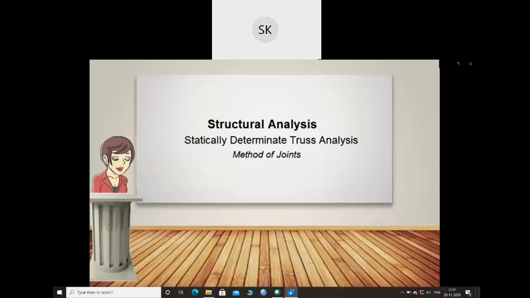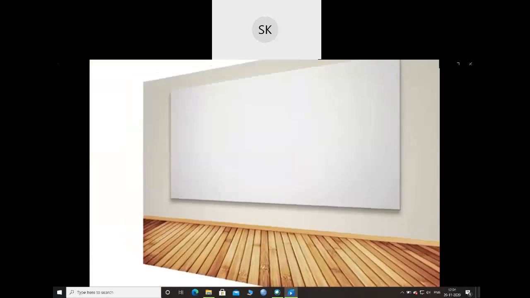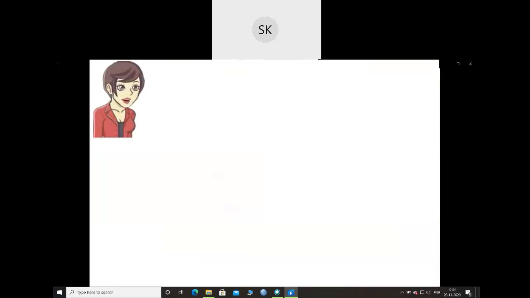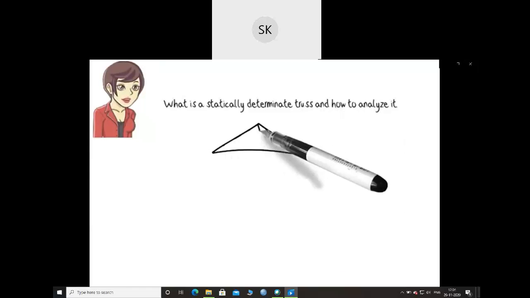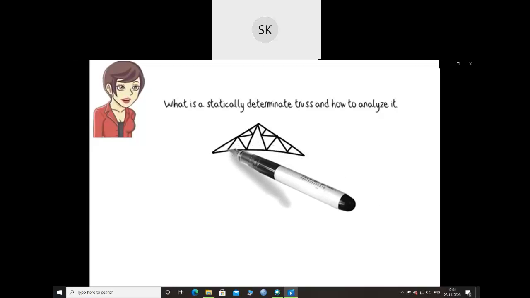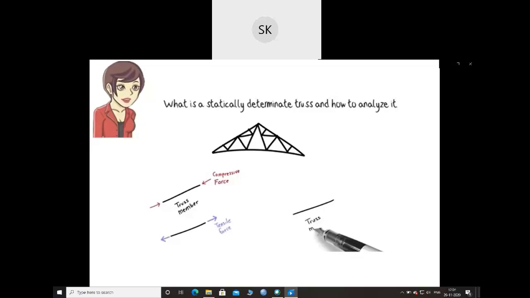In this session, I am going to discuss the analysis of statically determinate trusses. This lecture addresses two questions. What is a statically determinate truss and how to analyze it? A truss structure is an interconnected network of slender members, each capable of carrying an axial force only. The force is either compressive or tensile. Theoretically speaking, no shear force or bending moment is present in truss members.